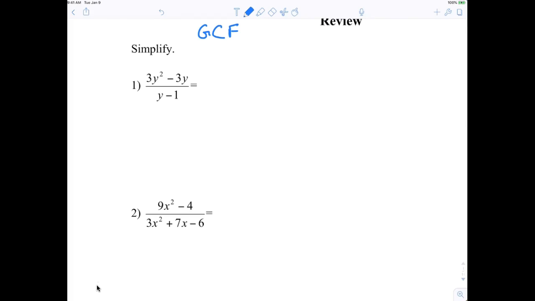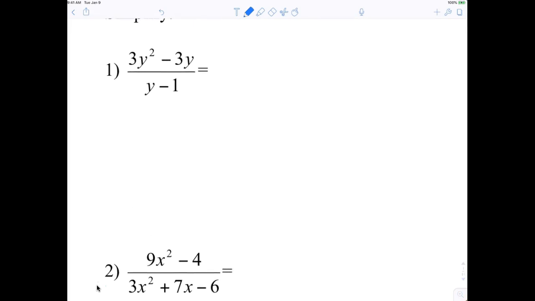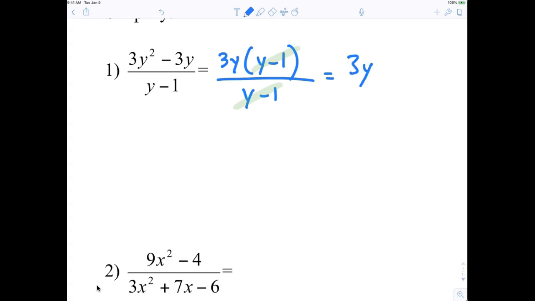You can see it right there on the board. Oh, there's a common 3y. Good job. And then? Y. Good job. So now what? Then the y minus 1 is 12, and then you're left with what? 3y. Perfect.